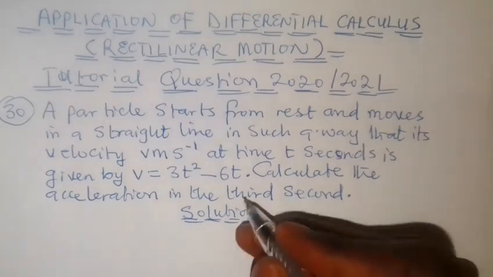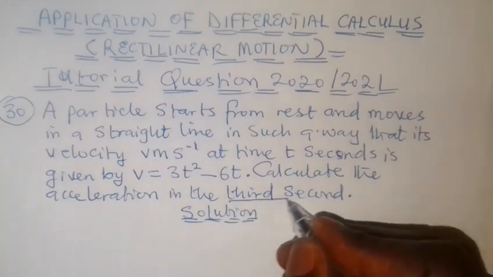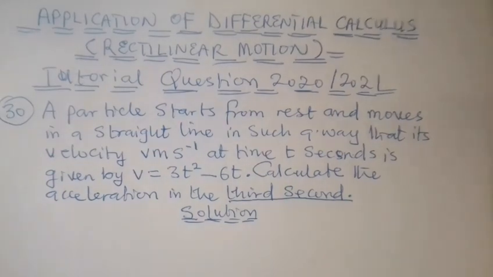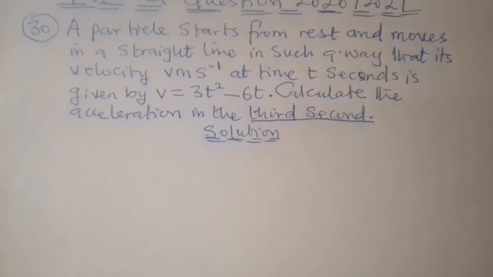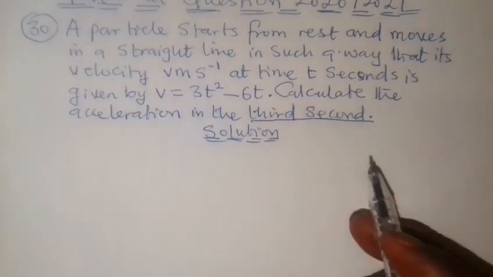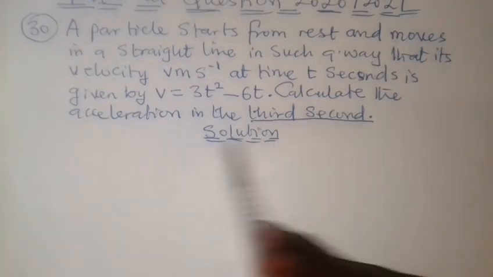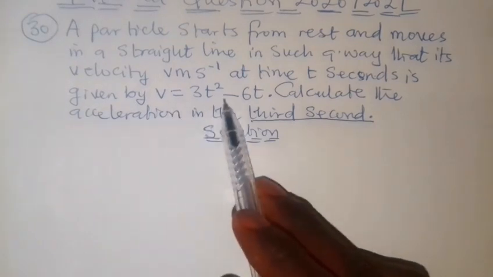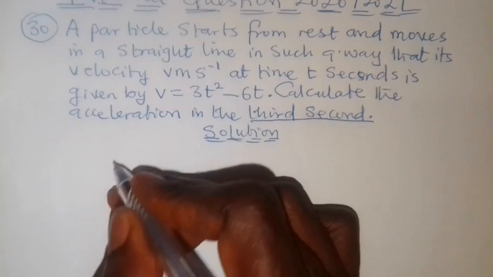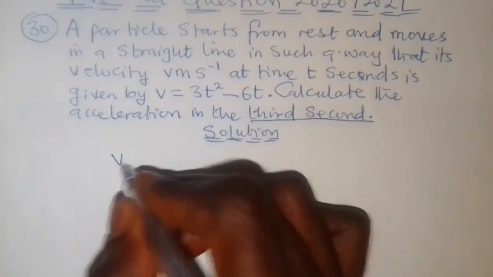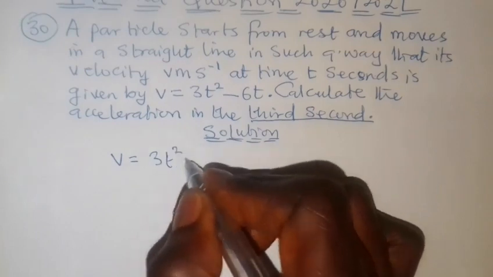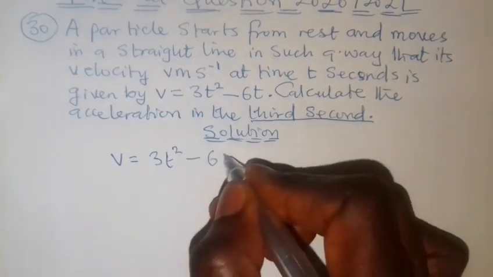Now let us remark this statement, in the third second. I'm going to explain this as we continue. Now let's go further. From this question, we can see here that we are dealing with rectilinear motion, where we are asked to look for the acceleration given the velocity as 3t squared minus 6t. So we'll write out our v, and that will give us 3t squared, then minus what?